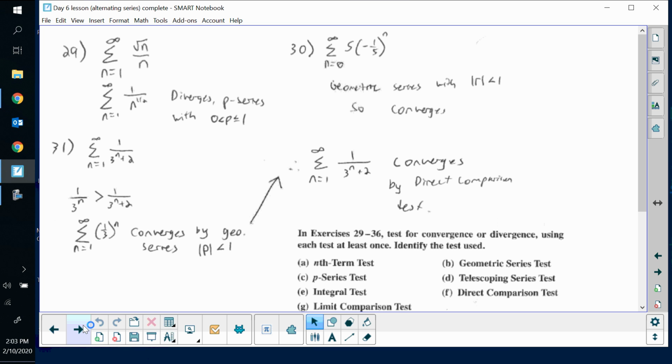All right, so here are the ones where you had to use each one at least once. So there's a chance you might have used some of them in different spots, but you had to have them each in one spot. So in 29, I noticed we could divide out an n to the 1/2, leaving us 1 over n to the 1/2. So that just diverges by p series. In 30, that was geometric, so you're converging because absolute value of r is less than 1.